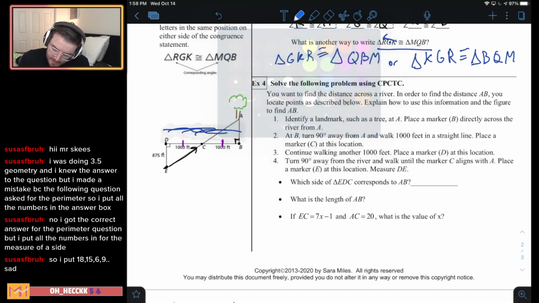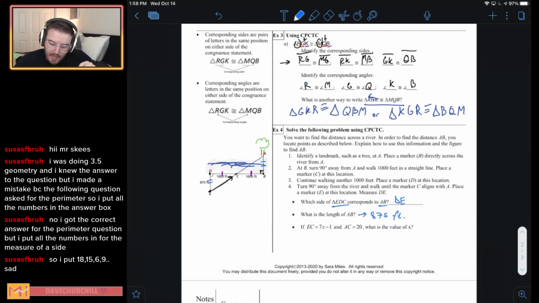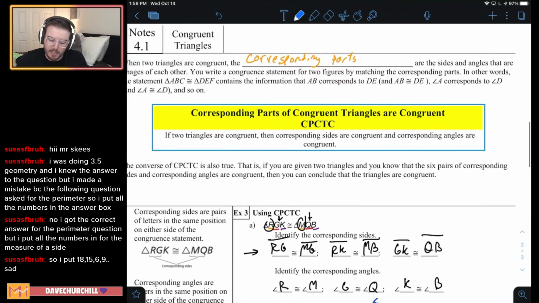So what side of EDC corresponds with AB? Well, the 875 corresponds with AB. So that's side DE. What is the length of AB? Well, if they correspond, then that means AB is 875 feet. Corresponding pieces, I guess I should go back up to this statement. This was a pretty big statement that I didn't exactly read through. Corresponding parts of congruent triangles are congruent.